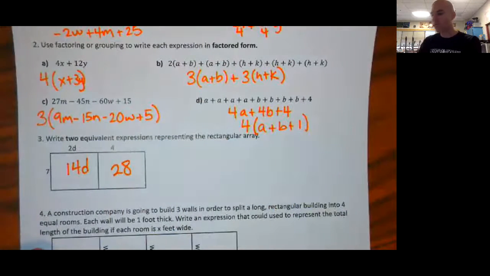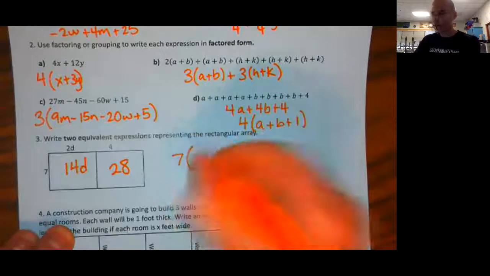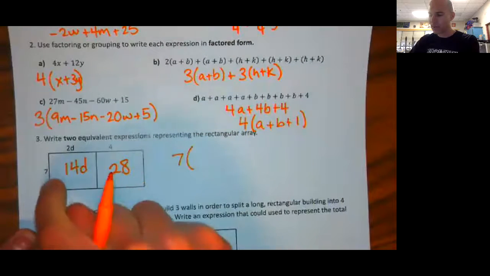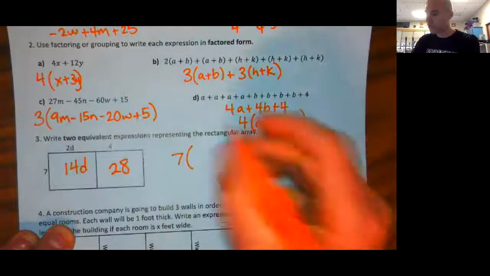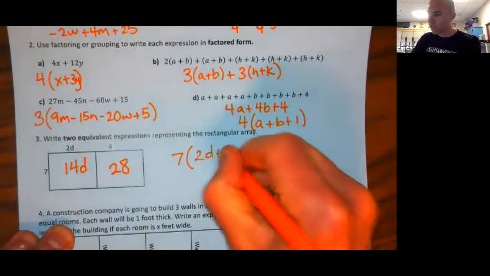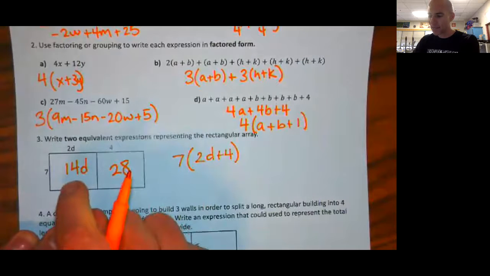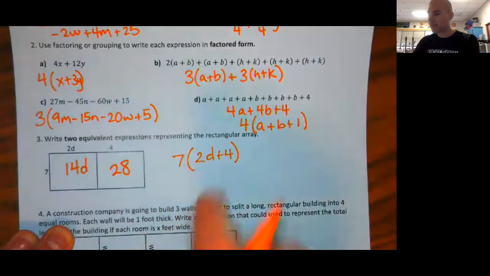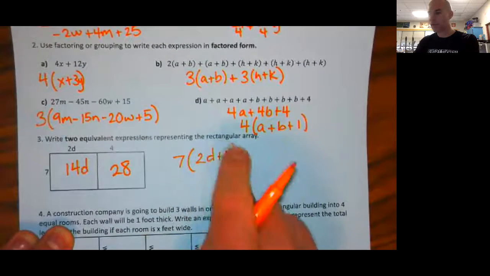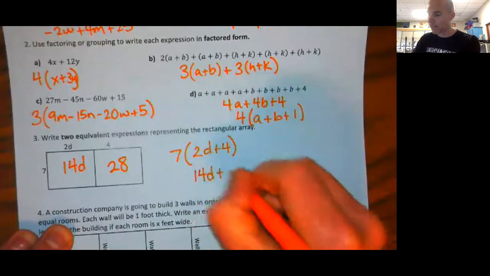One is in factored form from the outer numbers. If I wanted to find the area of this rectangle, I could do this 7 times these 2 lengths added up, 2d plus 4. Another way to find the area of the rectangle would be to just add this area plus this area, and that gives me the same expression I would get if I distributed this 7 through the parentheses, and that's 14d plus 28.